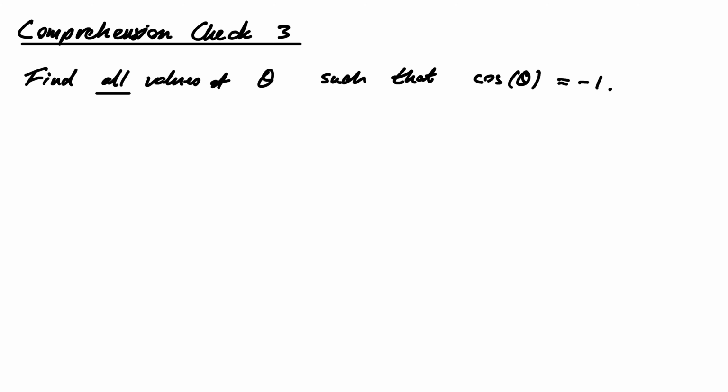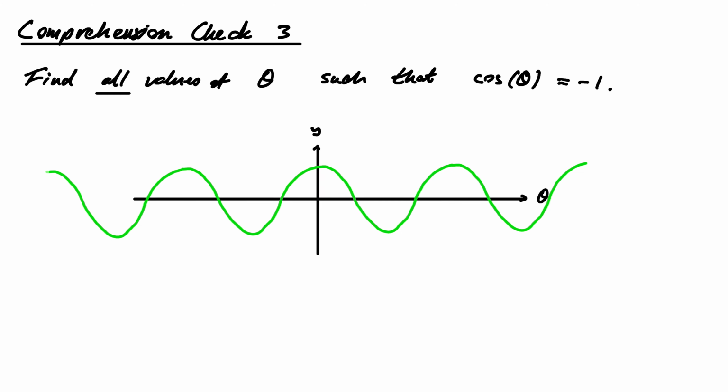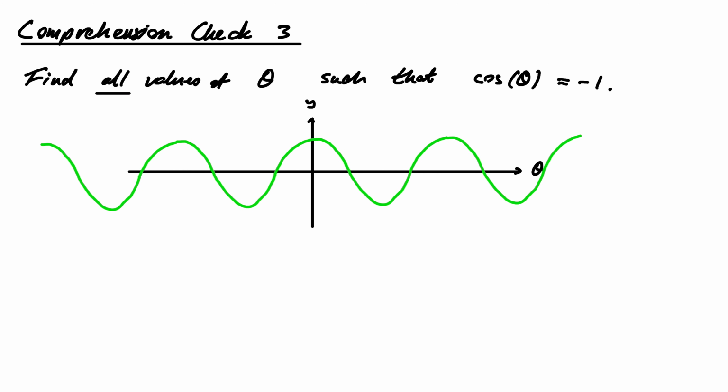So let's find all values of theta such that cos of theta is equal to -1. So let's take the cosine function, or the graph. I could do this using the unit circle, but I just want to get practice with the graphs. So what am I looking for? Well, I'm looking for all values where it's equal to -1. So -1 basically is at the bottom here.